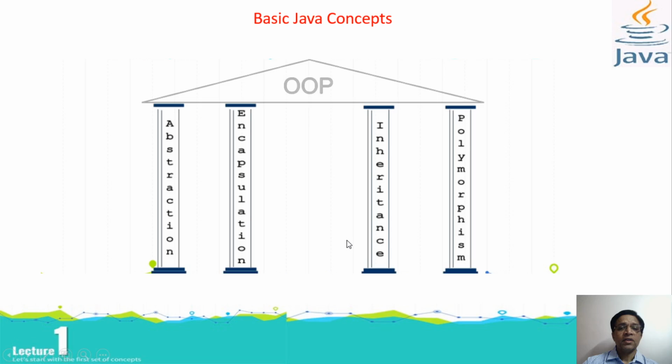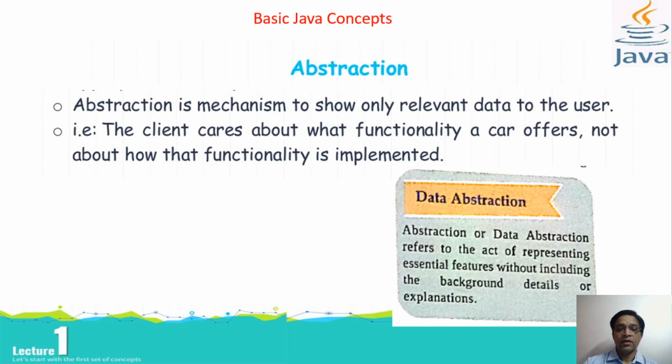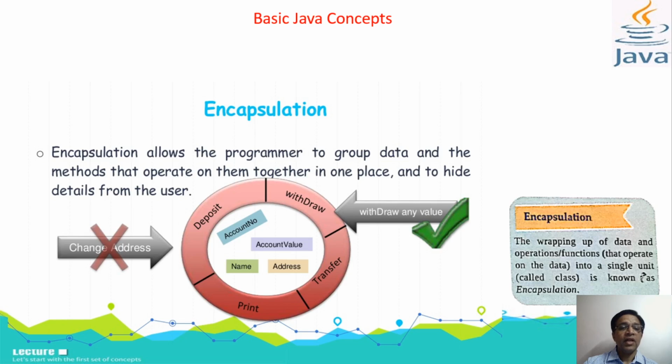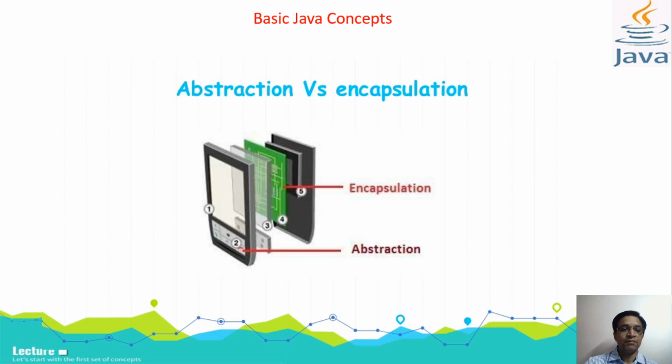Now we have discussed certain basic OOPS concepts. Abstraction, now we all know what abstraction is. Data abstraction refers to an act of representing the essential features without including the background details. Encapsulation, we have talked about. Encapsulation allows the programmer to group data and the methods that operate on them together in one place, and that one place unit is called the class, and this process is called encapsulation.